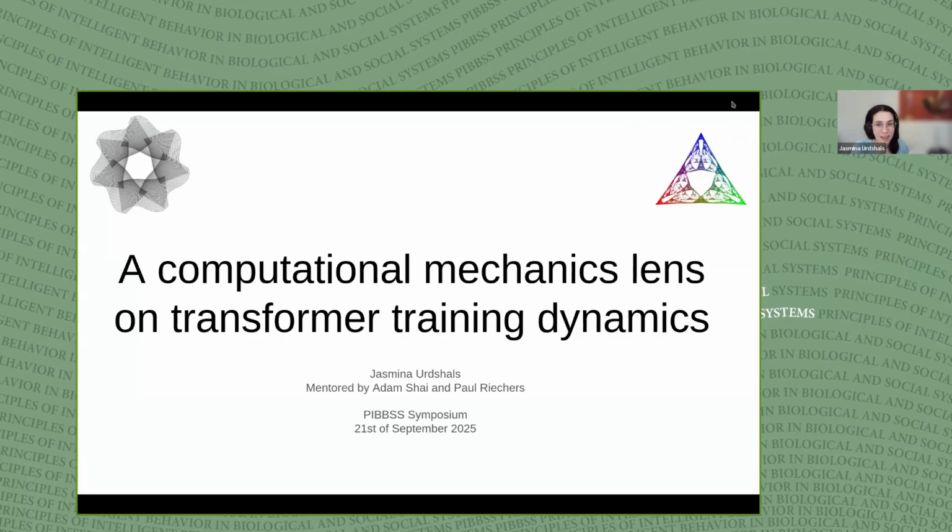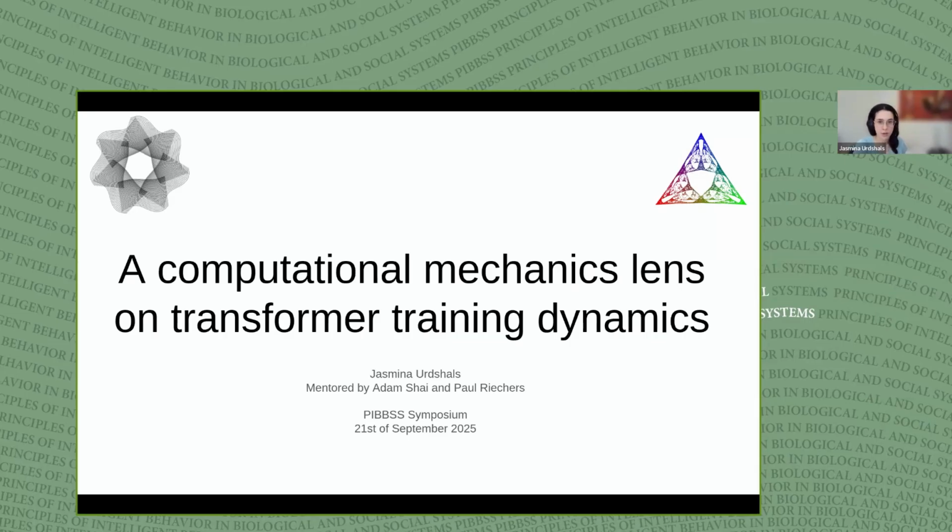I'll be talking today about the project I worked on during my PIBBSS fellowship, and we'll be continuing with the topic of computational mechanics, but this time taking a lens on the transformer training dynamics. The project was mentored by Adam Shai and Paul Riechers.